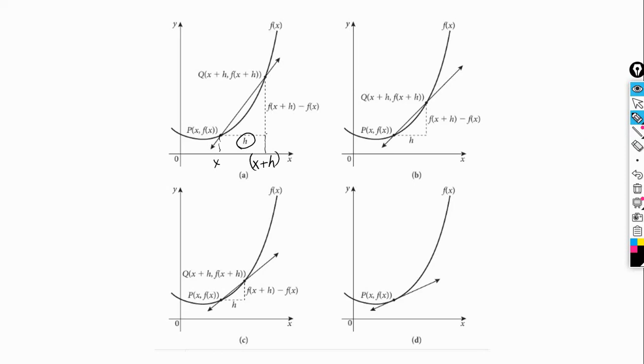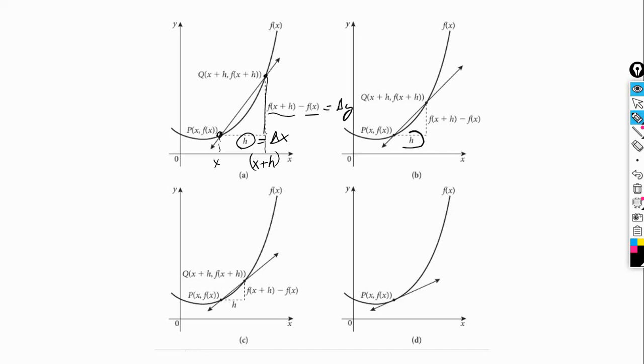Then that means that this coordinate here would be x comma f of x, and this other coordinate here would be x plus h comma f of x plus h. And also this difference here would be f of x plus h minus f of x, right? This is the difference in y, and h is the difference in x. So what he proposed was, let's make h smaller and smaller, and that's what you see in these successive graphs.